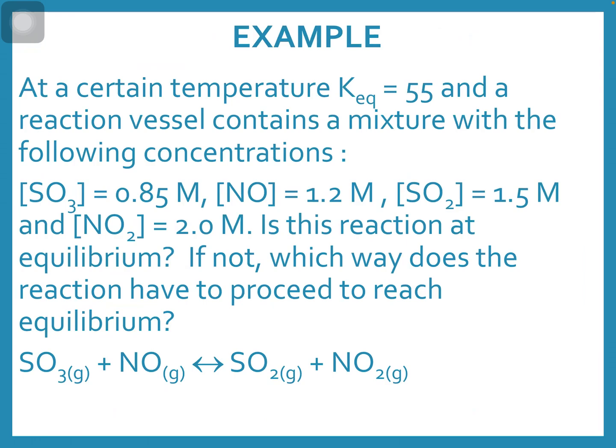So at a certain temperature, the equilibrium constant is 55, and the reaction vessel has a mixture with the following concentrations: 0.85 moles per liter of SO3, 1.2 moles per liter of NO, 1.5 moles per liter of SO2, and 2 moles per liter of NO2. Is that at equilibrium? And if not, which way is the reaction going to proceed to reach equilibrium? Is it going to move in the forward direction or the reverse?